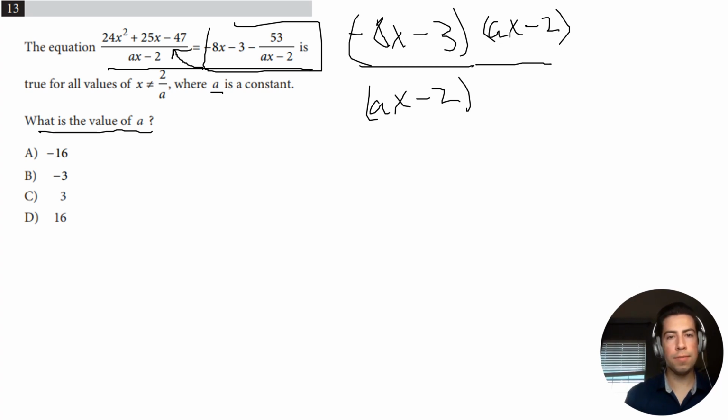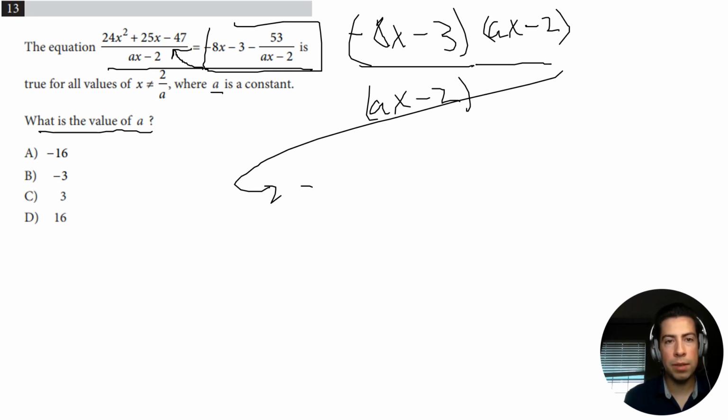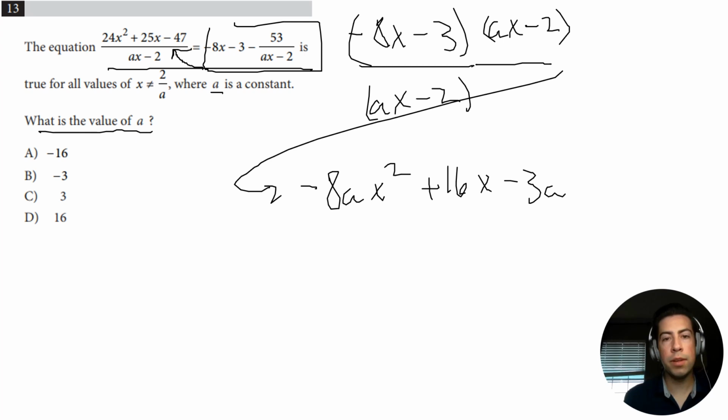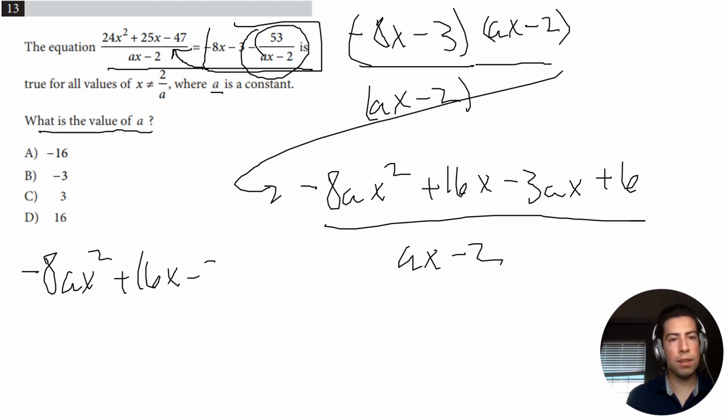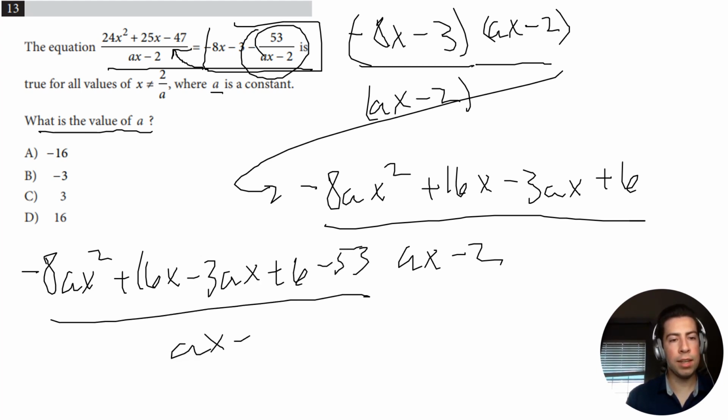All right, so when I do this, bring it down here, I am going to get, let's use some FOIL here. Our first term is going to be negative 8ax squared. Our outer term is going to be plus 16x. Our inner term is going to be minus 3ax, and our last term is going to be plus 6, okay? So now I want to simplify this. Again, this has to be over ax minus 2. Now I want to subtract off this value, so I'm going to have negative 8ax squared plus 16x minus 3ax plus 6 minus 53, all divided by ax minus 2, okay?